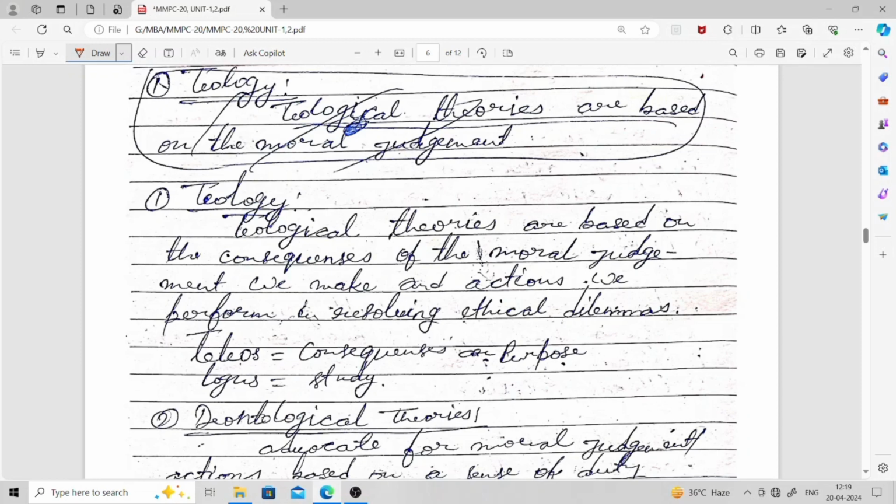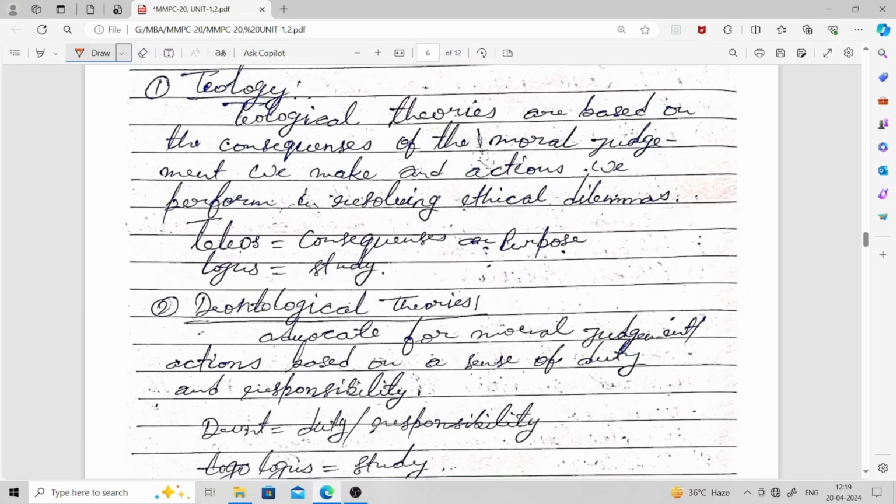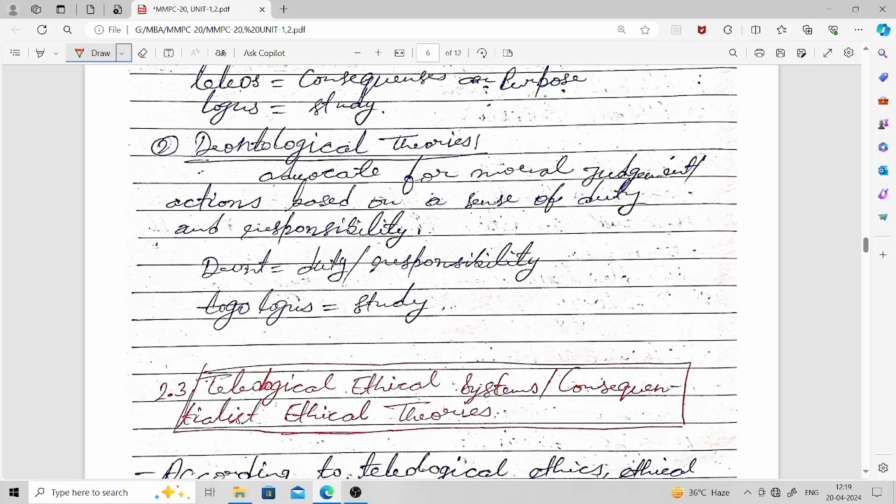So that's here given telos. This teleology came from telos and logos. Telos means consequences or purpose, and logos means study. It means the study of consequences, on the basis of what kind of consequences come, we can say what is right and what is wrong. So we can overcome the ethical dilemma by the consequences.